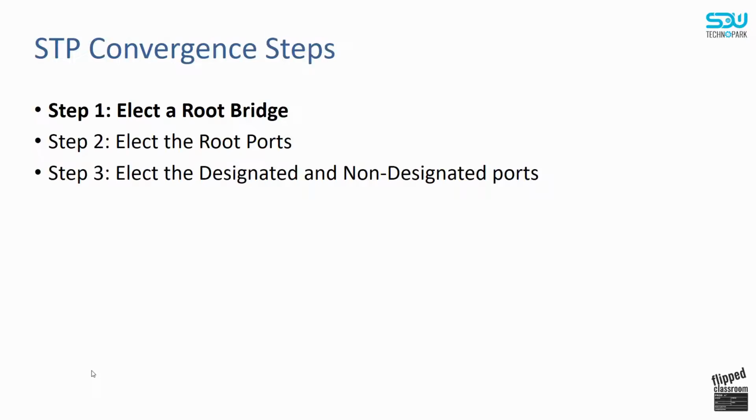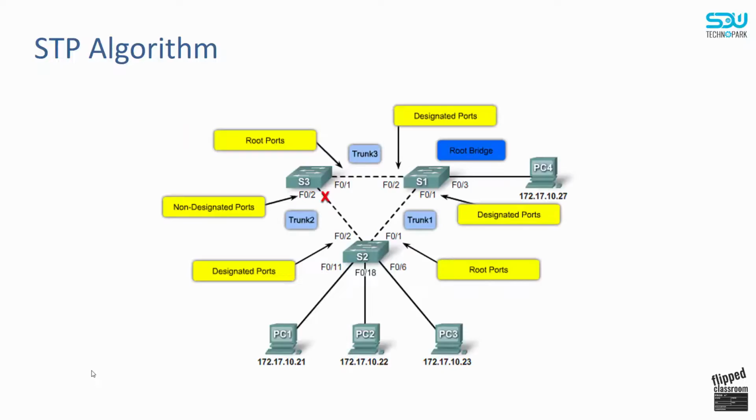STP convergence steps. How does STP work, and how is it possible that STP selects one port which will be blocked in such a topology? First of all, the STP protocol elects a root bridge, and the root bridge is like a central switch according to which all other switches calculate the port statuses, and at the end the worst calculated port will be blocked.